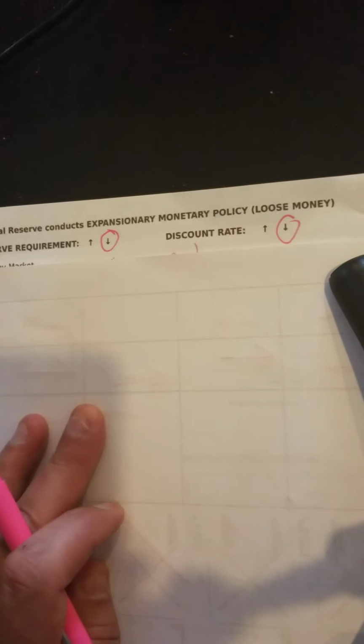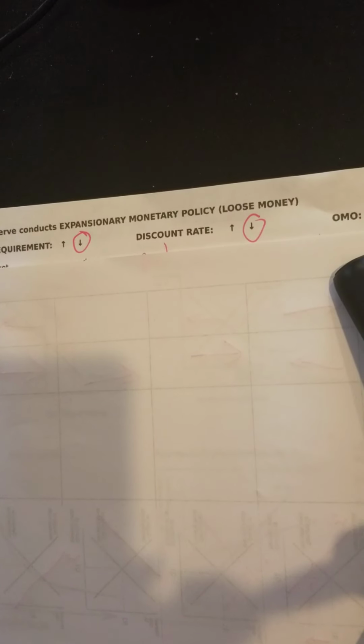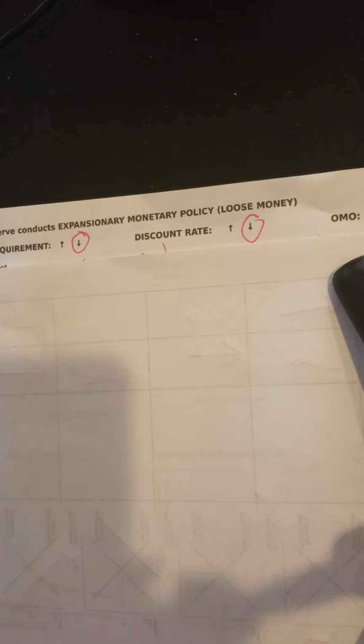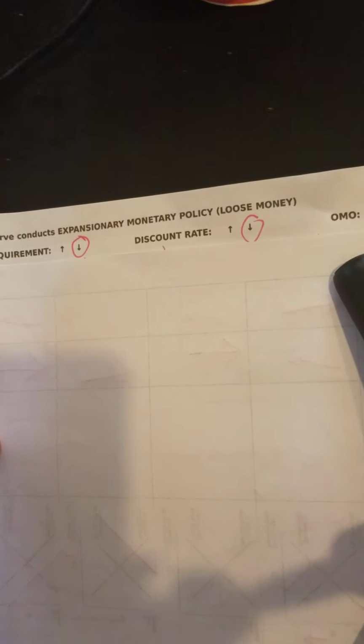Okay. Next would be lowering the discount rate, which is the interest rate that the Fed charges the banks. So if a bank can borrow money from the Federal Reserve for cheaper, then they're going to loan it out to you for cheaper, at a lower interest rate.